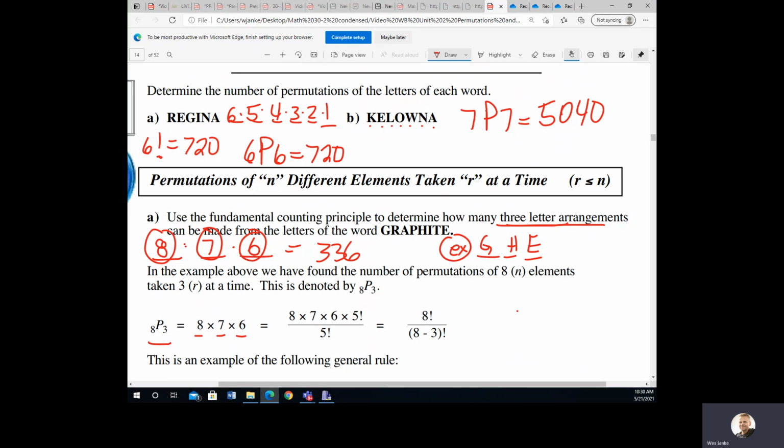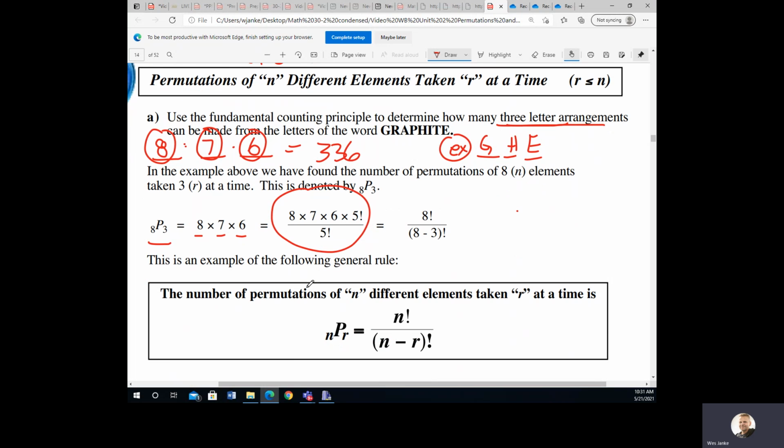Here is the next, showing how you could show it with factorials. And then the last one is hinting towards this formula that's on your formula sheet. So this would simplify to 8 factorial over 5 factorial. And the answer for any of these is 336.